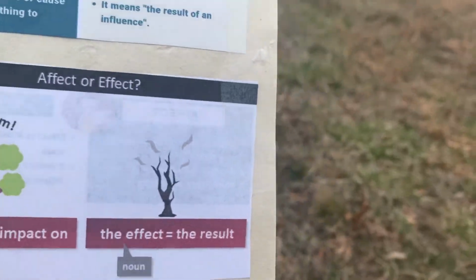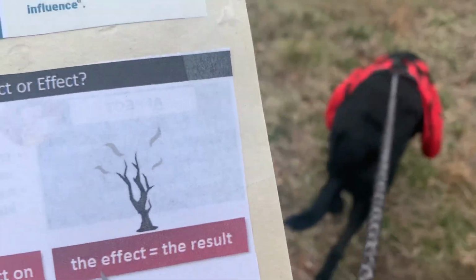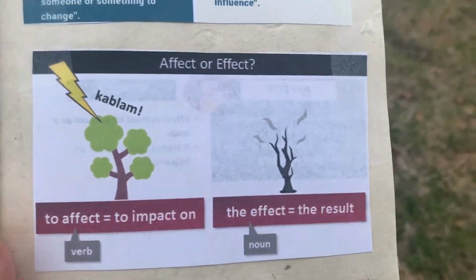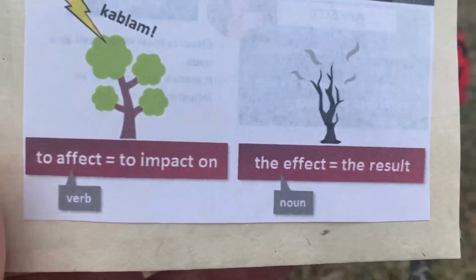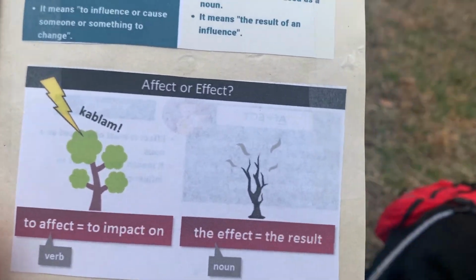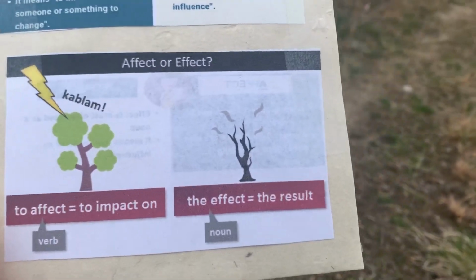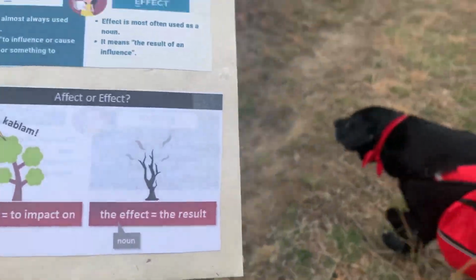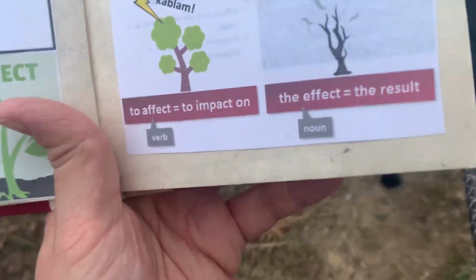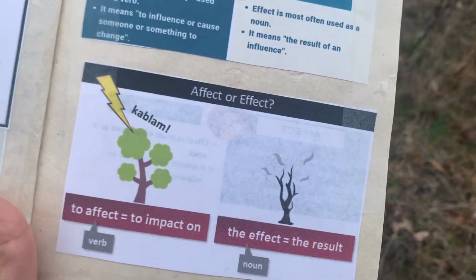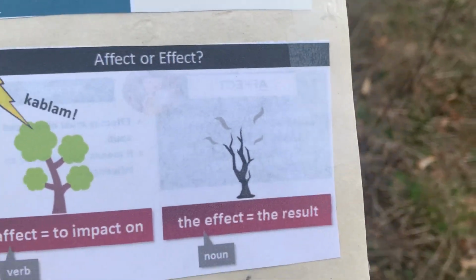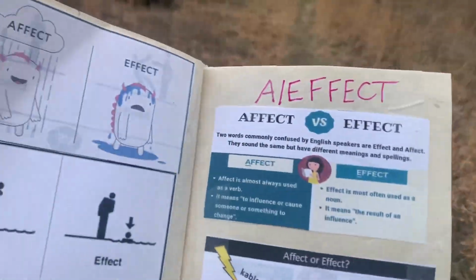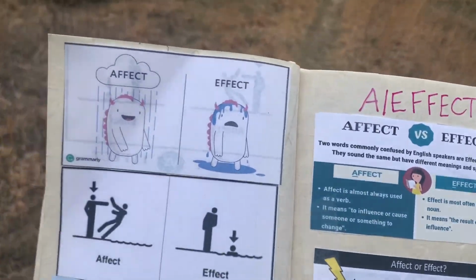So I thought this picture was a really nice example of affect and effect. This lightning bolt is going to affect this plant by shocking it, and so it is having an impact on this thing. And then the effect or the result that it has is the E. So the affect of this lightning bolt had the effect of a burnt plant.